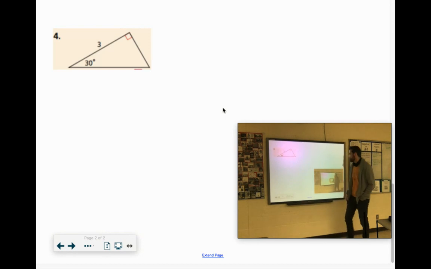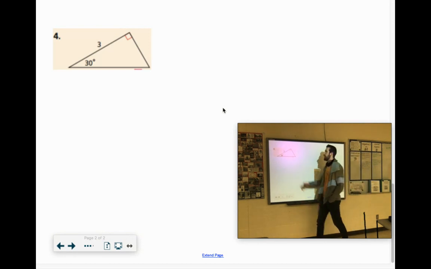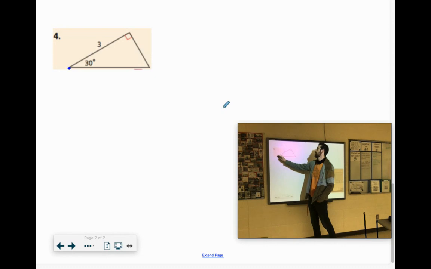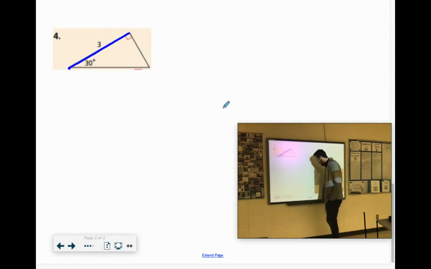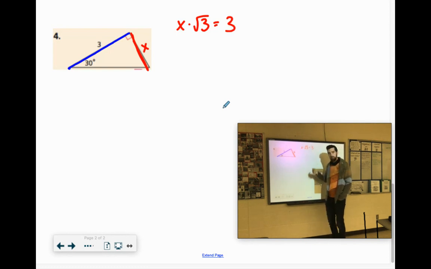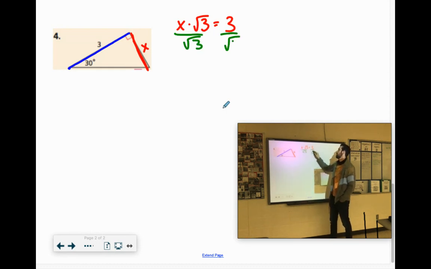All right, number 4. This one is the toughest. So they gave us the middle length, which remember was the small length, which let's call it x for now. The way you got that middle one was by multiplying by the square root of 3. So x times the square root of 3 is equal to 3. But we need to go backwards. So we need to divide it by root 3. So we're doing 3 divided by root 3.